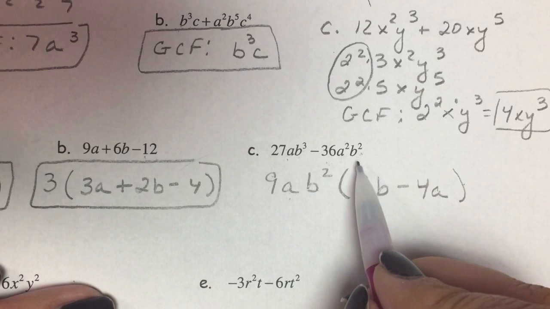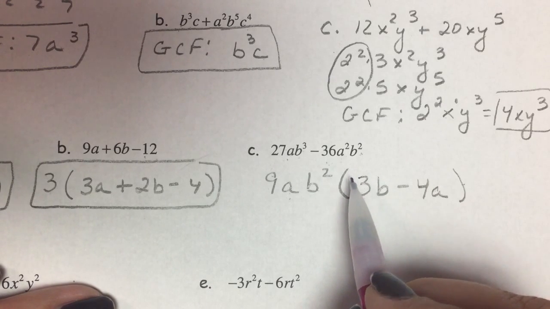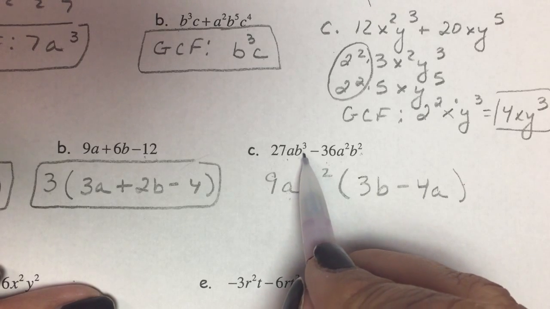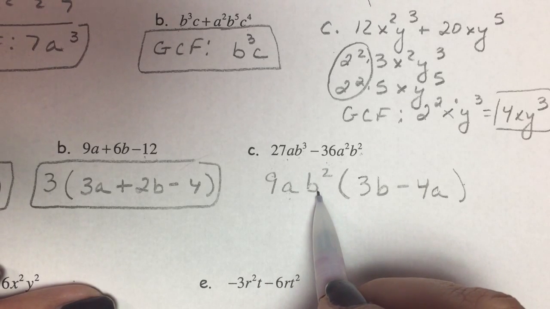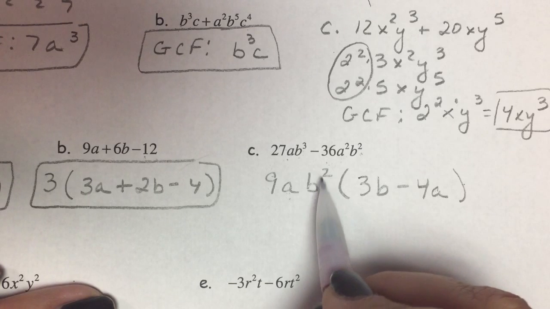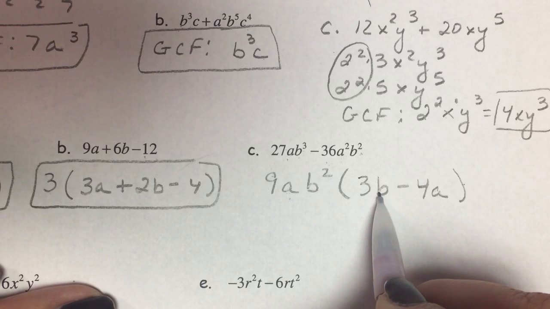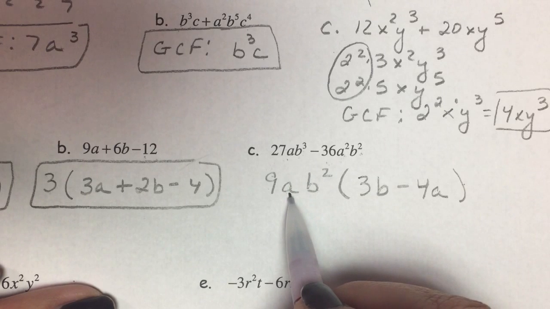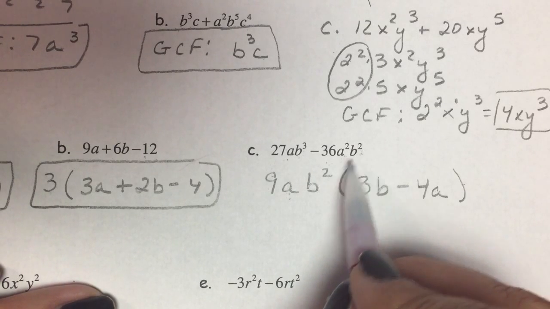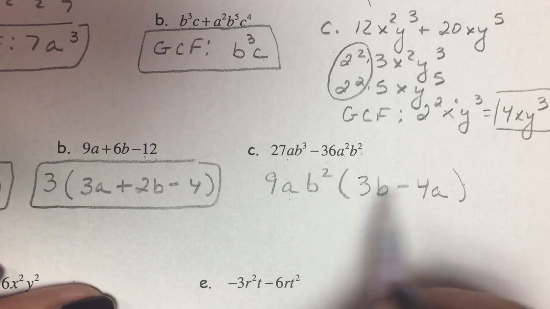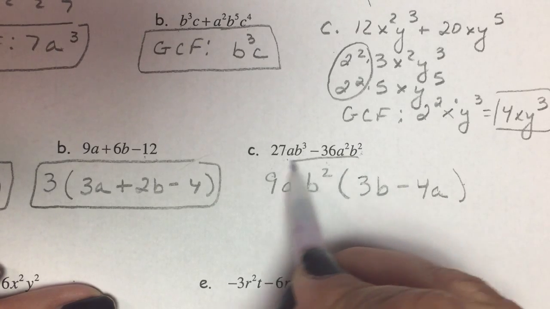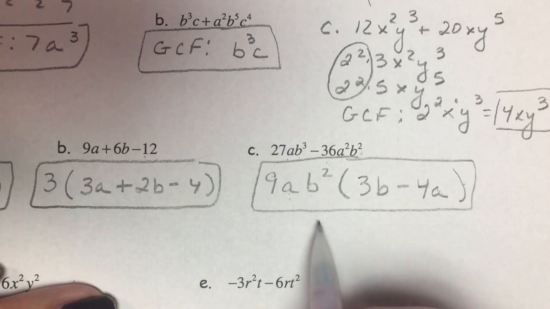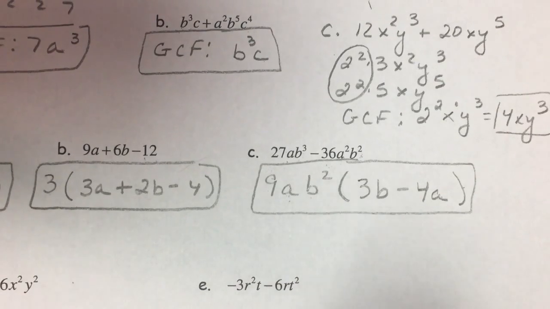You can also think, when you do the variables, of it as dividing. A divided by a, those cancel out. B cubed divided by b squared, remember, you subtract your exponents, so there's 1 left. When I do this term, a squared divided by a, there's 1 left. And b squared divided by b squared, there's none left. So that is your factored form. And again, you can check it by distributing back through.